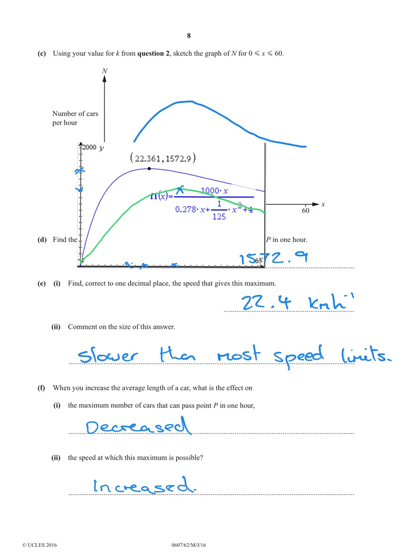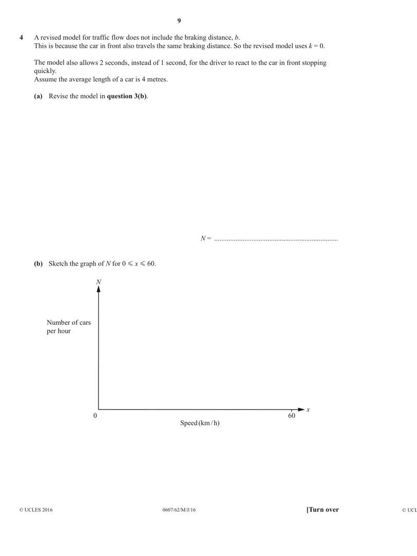to answer that page. Okay, so turning the page, we've now got a revised model for traffic flow, which does not include the braking distance B. This is because the car in front also travels the same braking distance, so the revised model uses k equal to 0. This model also allows 2 seconds instead of 1 second for the driver to react to the car in front stopping quickly. Assume the average length of the car is 4 meters.